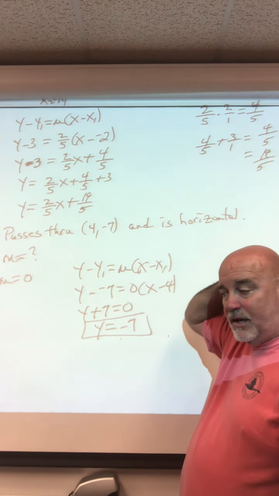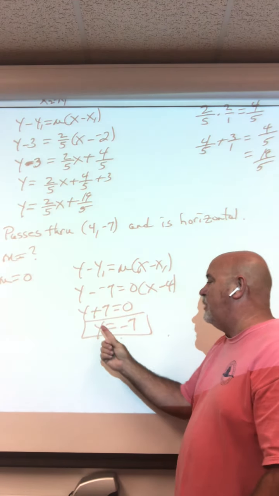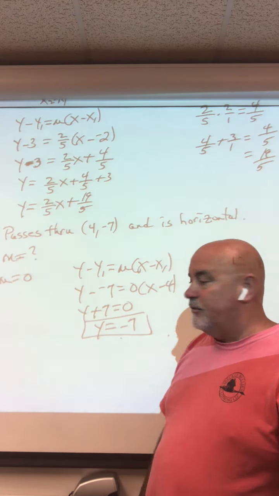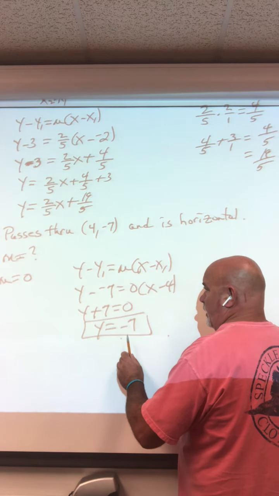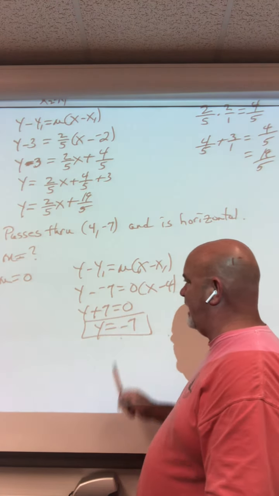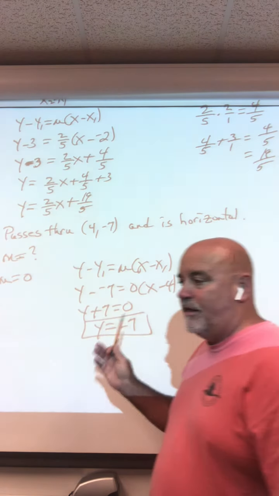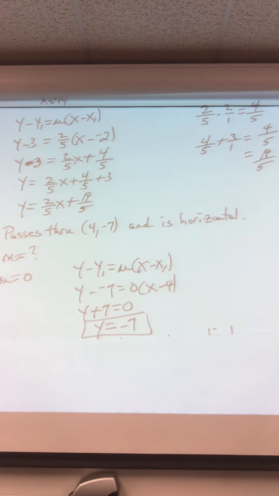So you say, Mr. Ryan, I got a question. If it's a horizontal line, will it always be y equal whatever that number is? Yes. So you can either put 0 in for the slope and go through it, or if you remember those facts, you could just go straight to the answer and write y equal whatever that number is. But you can only do that if you know the line is horizontal. Now the last problem.